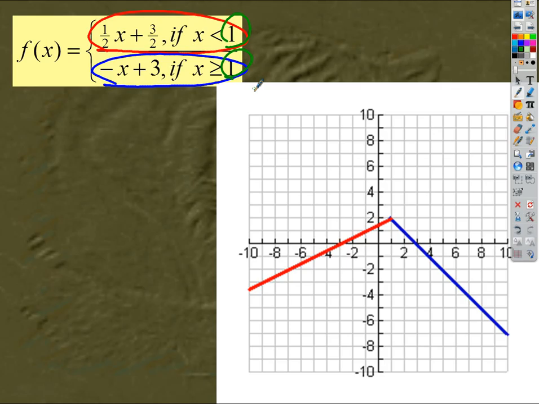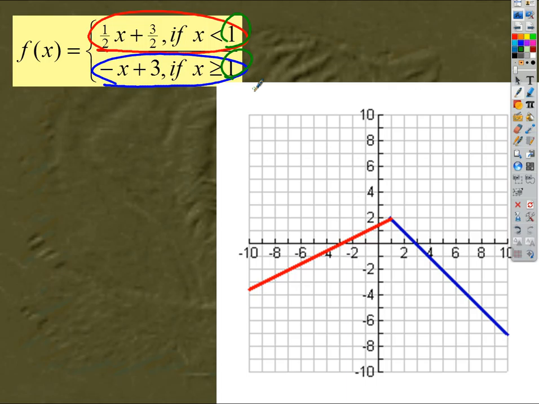Good question. Is there any number that can't be the boundary? No, there's no number that couldn't be. So anytime x is less than 1, they're all going to have the same graph.